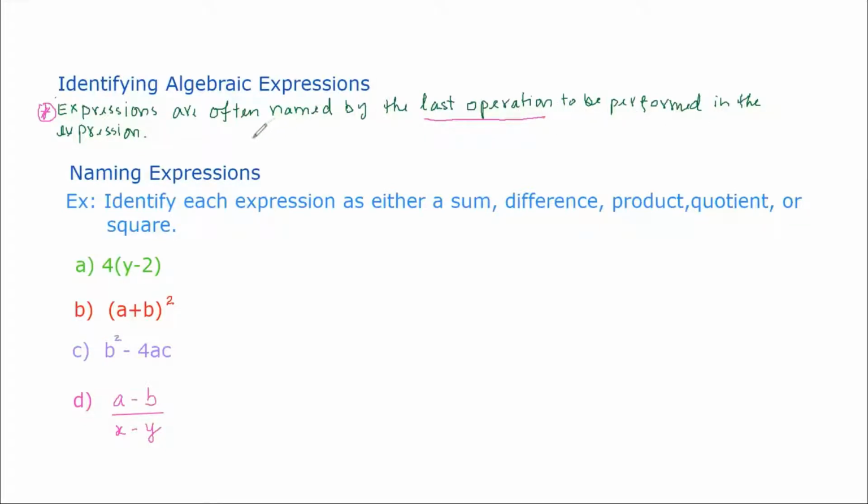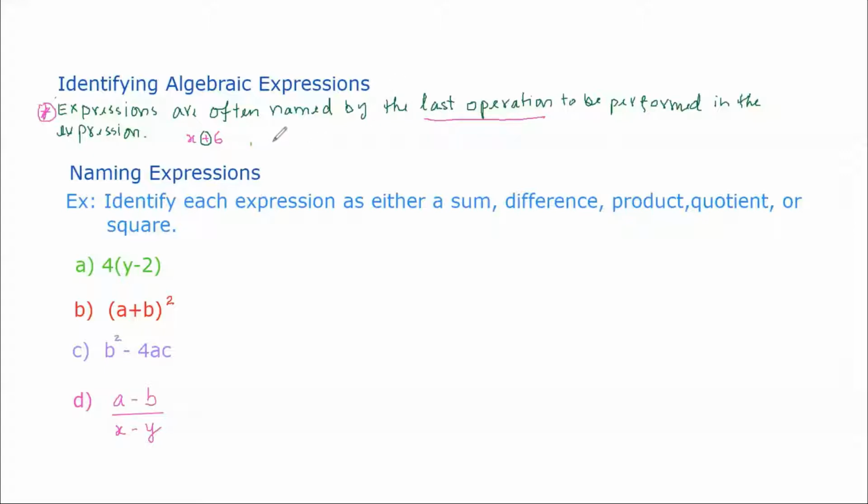What it means is, for example, I give you x plus 6. So this one, x plus 6, we know this is an algebraic expression, correct? So we can identify this expression as a sum.